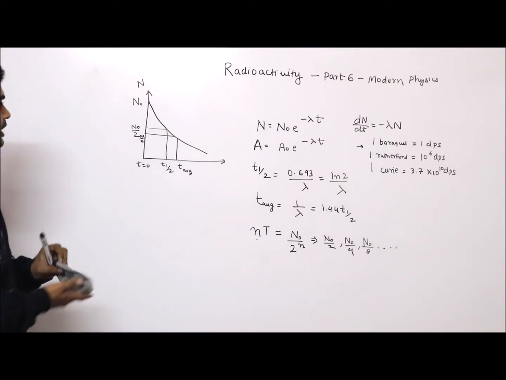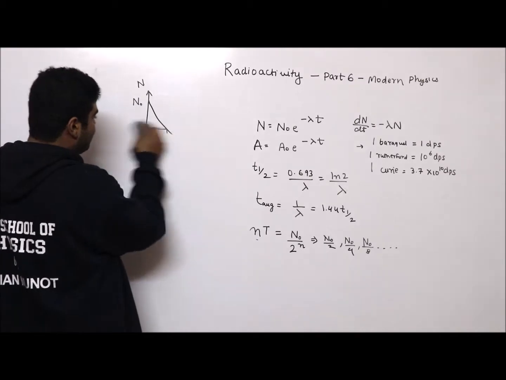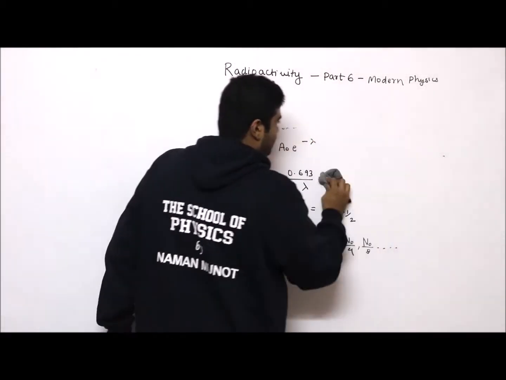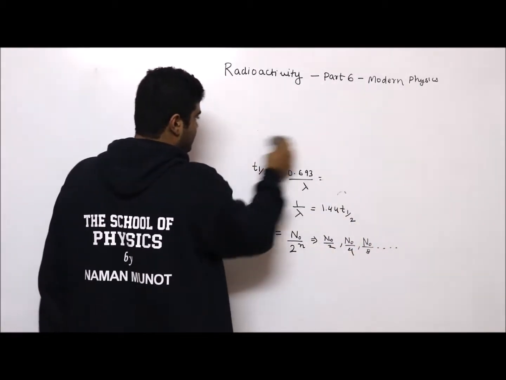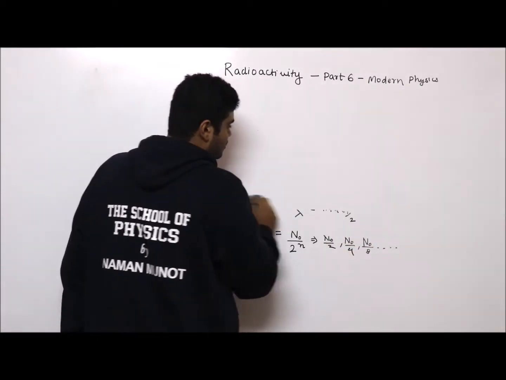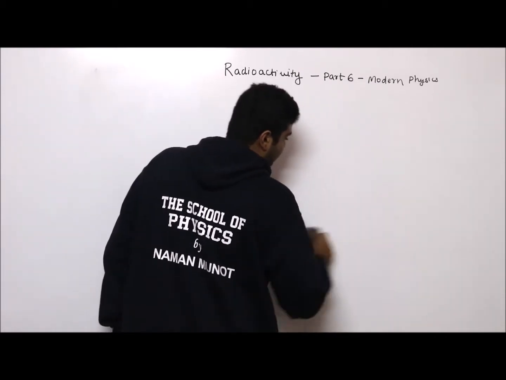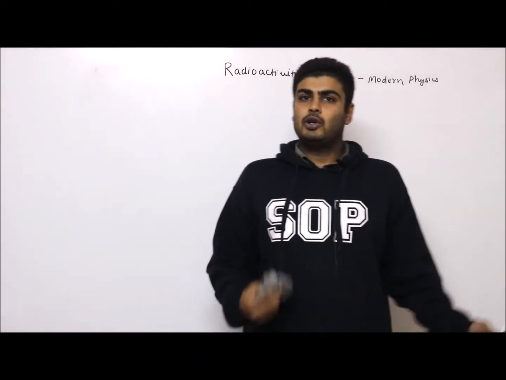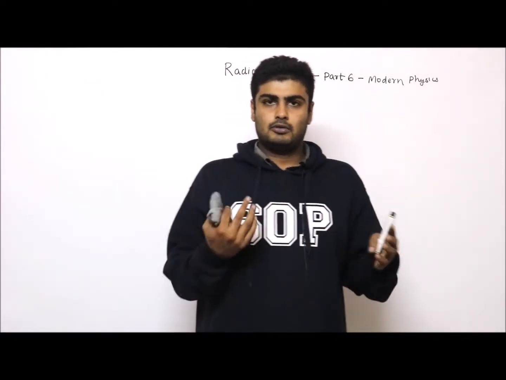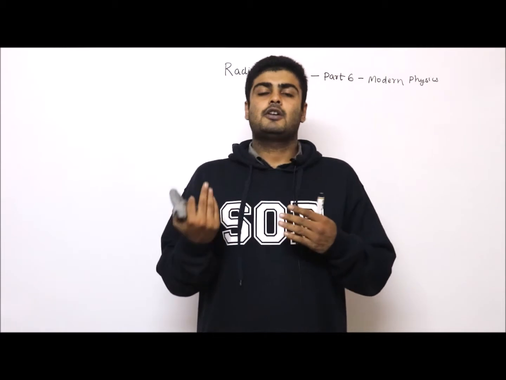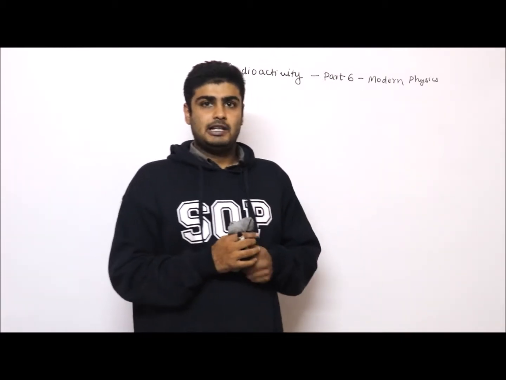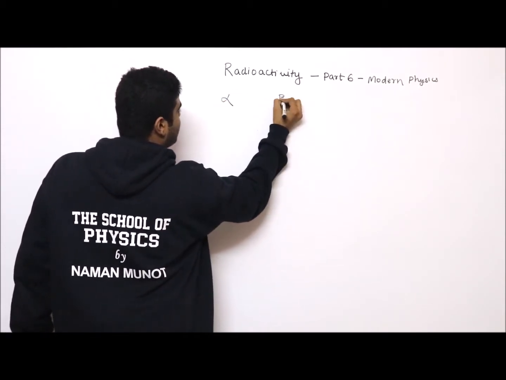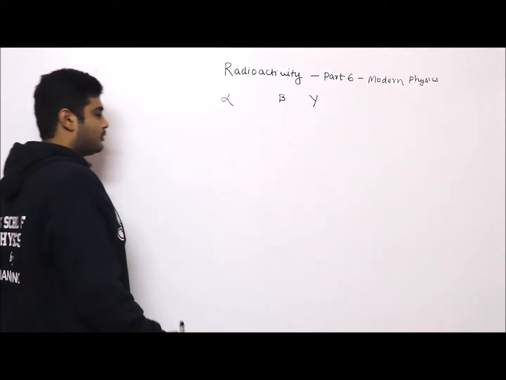I should also give you a brief idea about what alpha, beta and gamma particles are. In any nuclear reaction, many times they combine a mechanics question into a nuclear reaction question. If you have to combine modern physics with mechanics, we can do it very easily using alpha decay. So what are alpha particles, beta particles and gamma particles? This I am going to tell you.